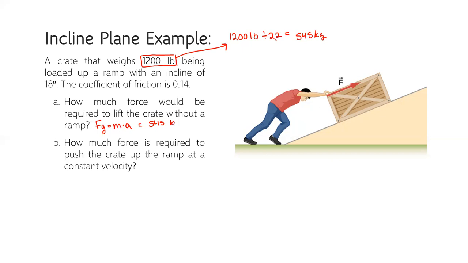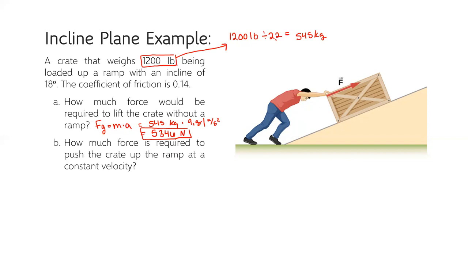545 kgs times 9.81 meters per second squared. And filling all of that information in, you will get 5,346 newtons as the force of gravity. And that's the only force we have to overcome to lift it. We just have to be able to lift with more than gravity.